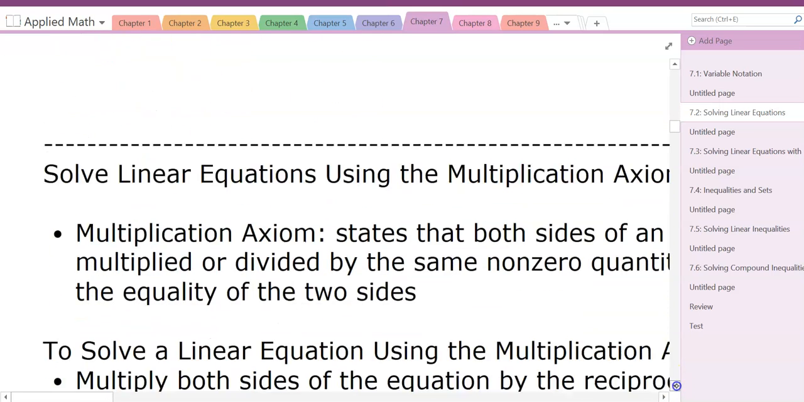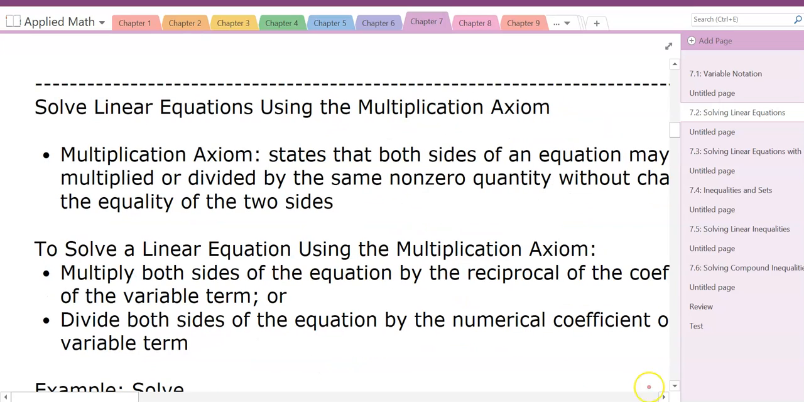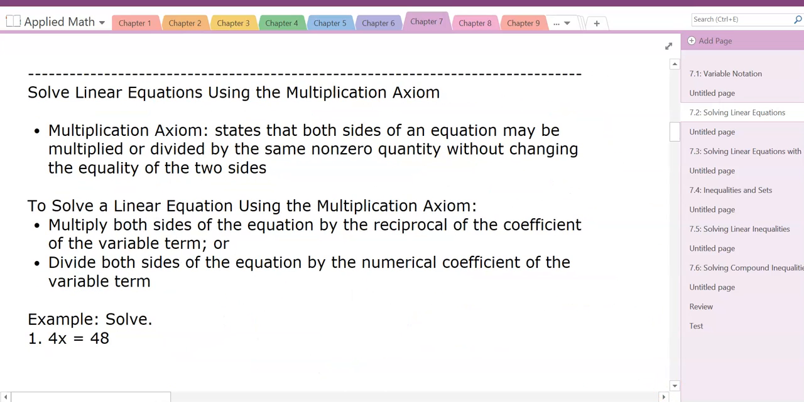Now we're going to move on to the next page to using multiplication, and this is also going to include the division property too. So again, if you multiply or divide on the left side of the equation, you have to multiply or divide on the right side of the equation. That doesn't change at all.